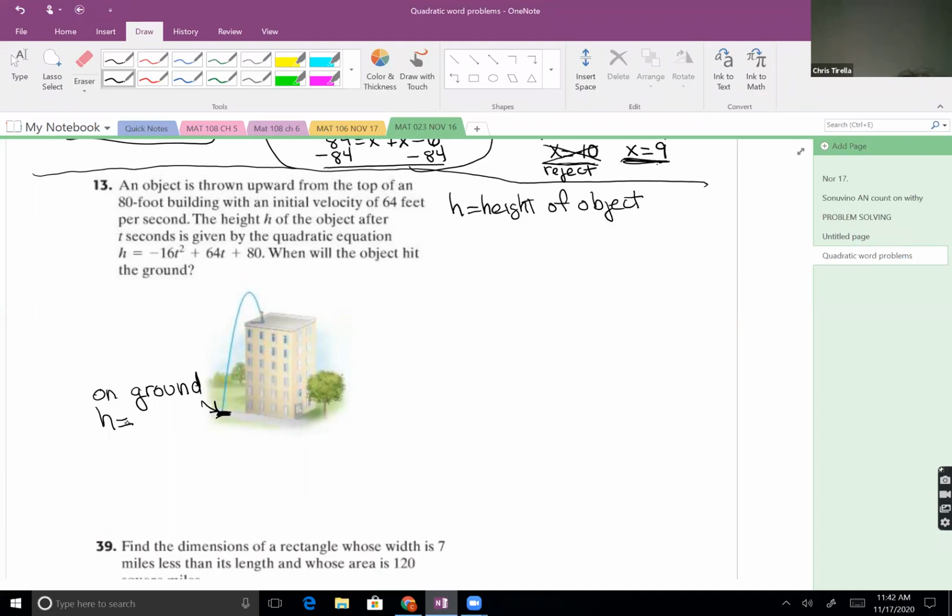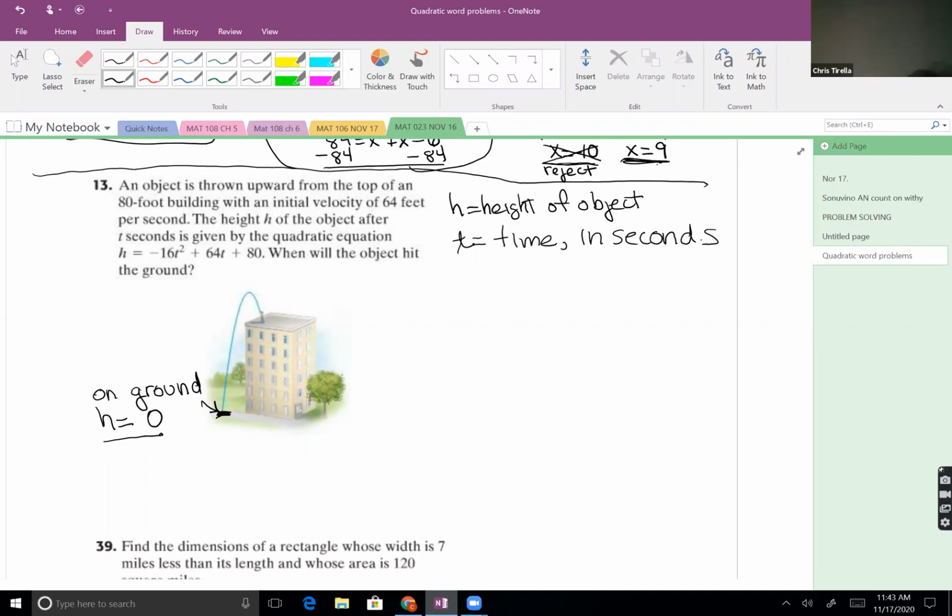If we were in the classroom, I'd take my pen and I'd throw it up, and everybody would watch it go up and fall on the ground. And we'd all look at it on the floor. And we'd say that on the ground, the height is 0, right? It's not off the ground at all. And so when it hits the ground, the height is 0. T is the time in seconds, and that's what we're looking for.